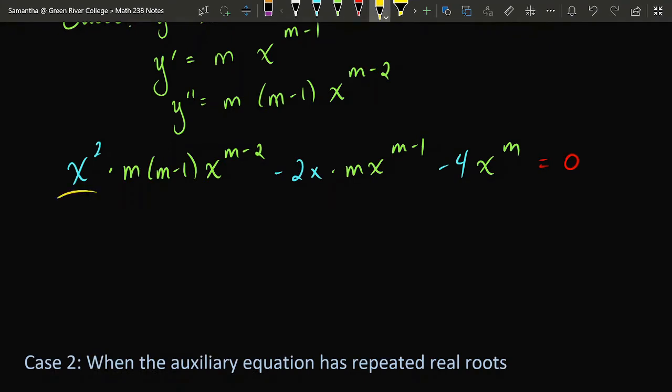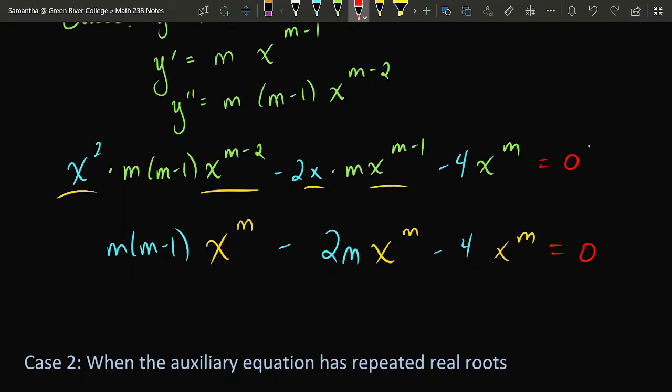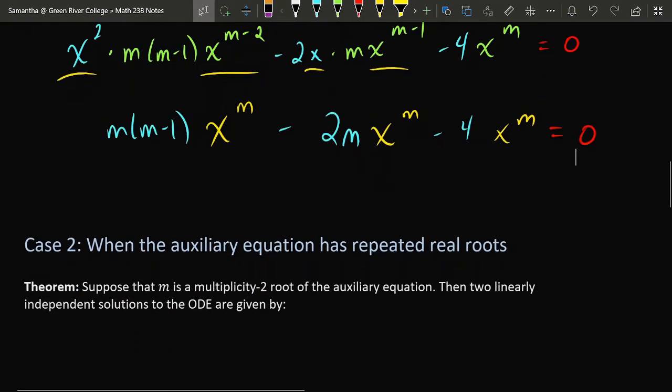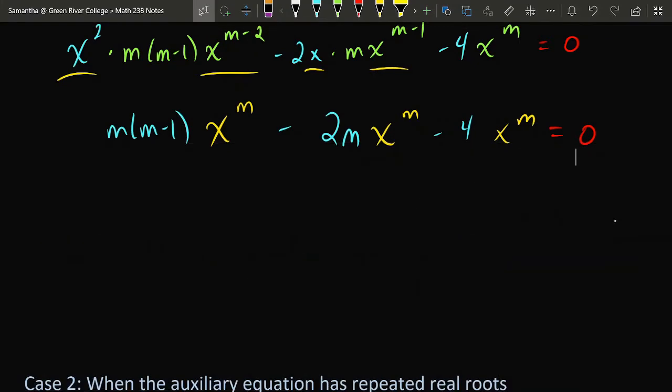Notice that when we have x squared multiplied by x to the m minus 2, these two can be combined into x to the power m. The same thing is true with this 1x and this x to the m minus 1. So all three terms contain an x to the power m. So what we're going to do is divide out that x to the m.